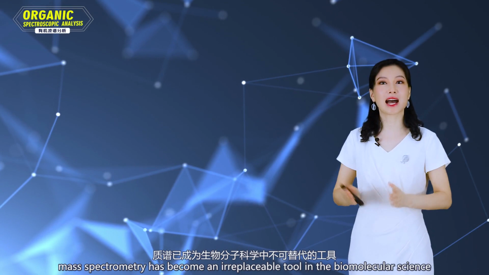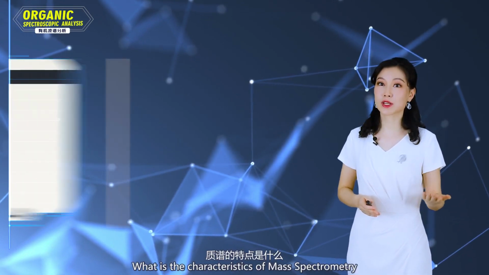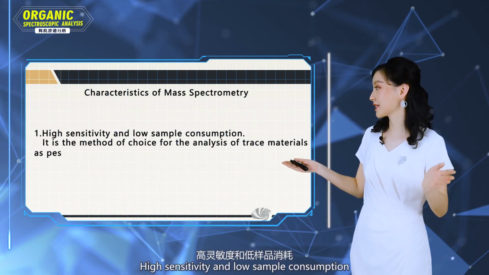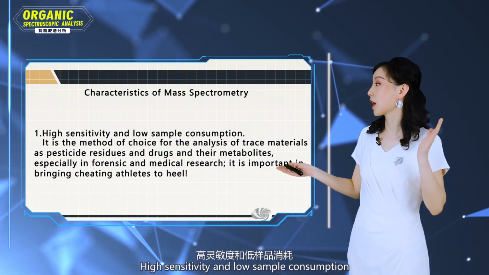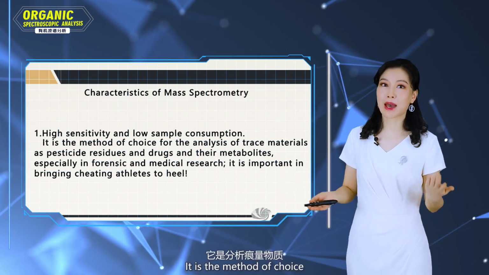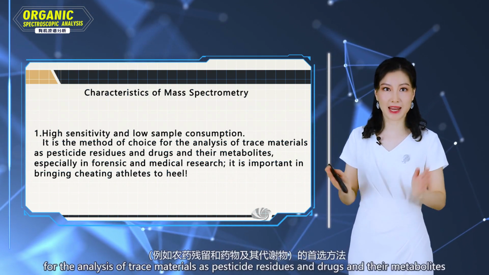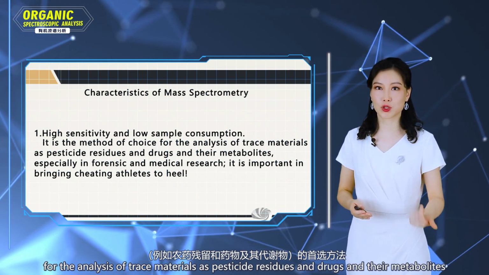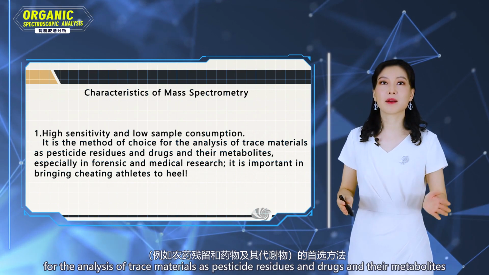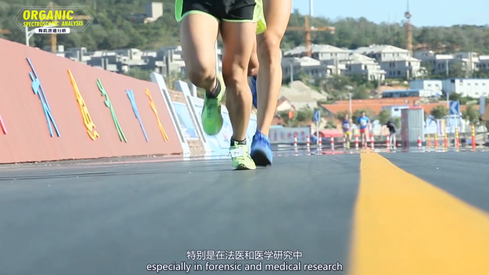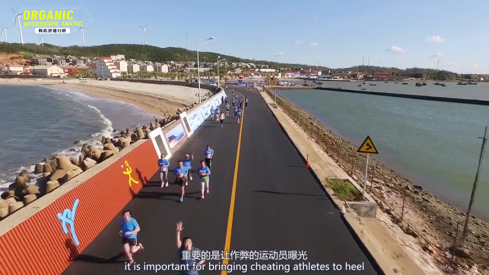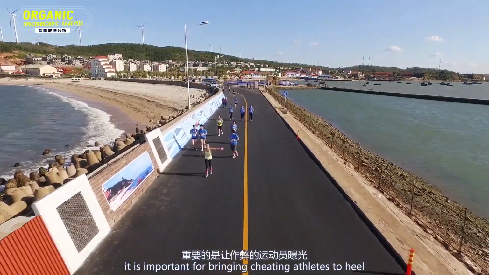in biomolecular science. What are the characteristics of mass spectrometry? Firstly, high sensitivity and low sample consumption. It's the method of choice for the analysis of trace materials such as pesticide residues and drugs and their metabolites, especially in forensic and medical research. It's important for bringing cheating athletes to heel.